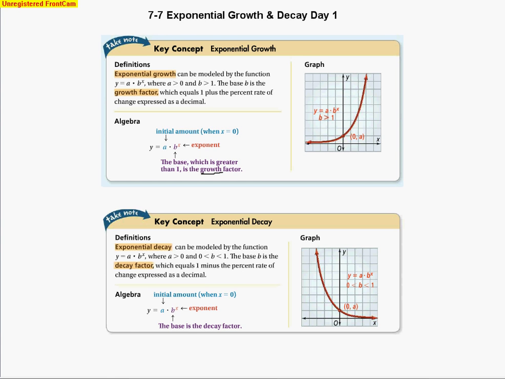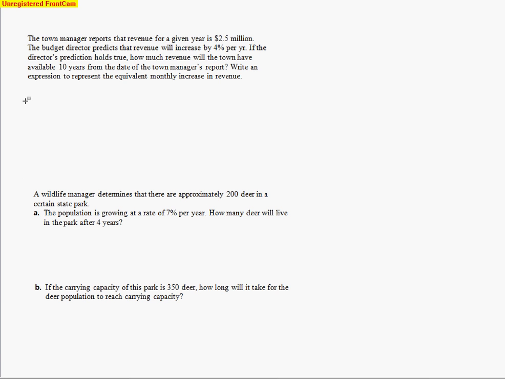Let's take a look at our first one. It says that the town manager reports that revenue for a given year is 2.5 million. The budget director predicts that the revenue will increase. Increase tells us that we have a growth factor, which means we're getting bigger rather than getting smaller. And it's an increase of 4% per year.